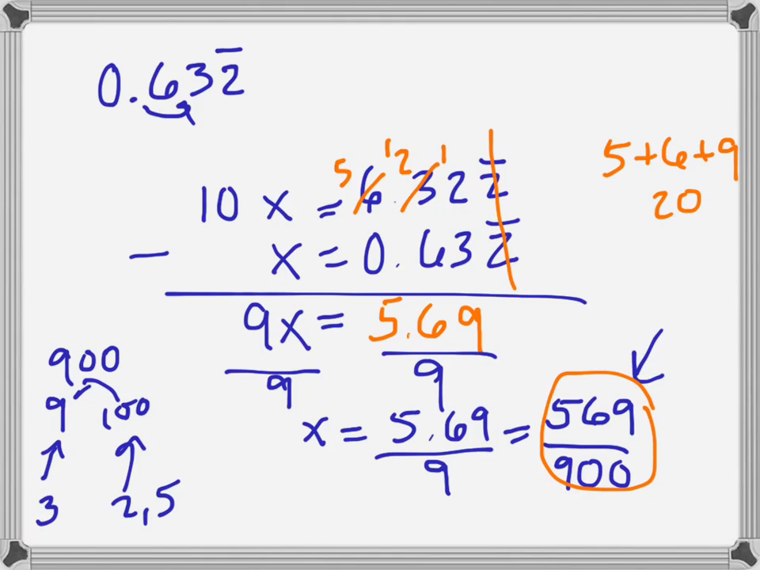And to check, if you enter that in a calculator, 569 divided by 900, you should get 0.632 with as many repeating 2's as your calculator will hold.